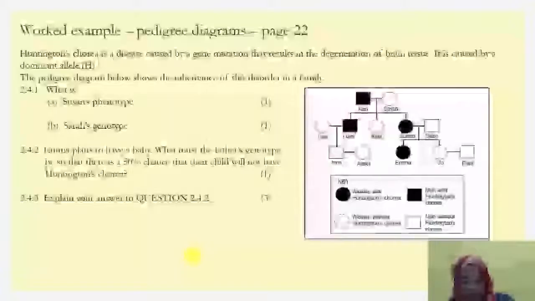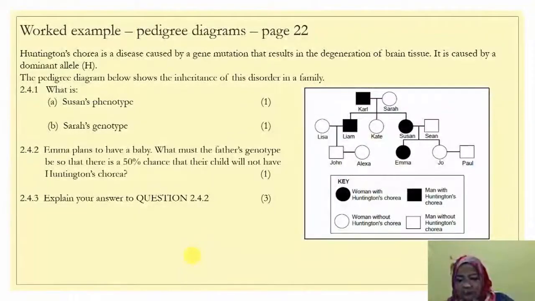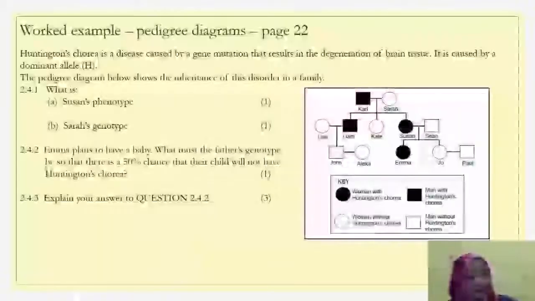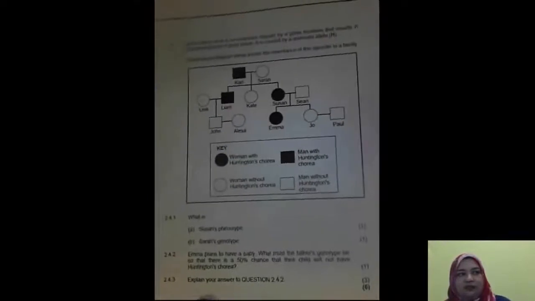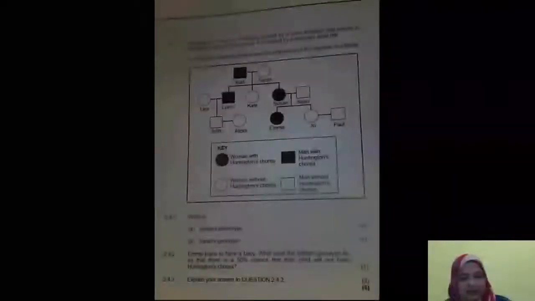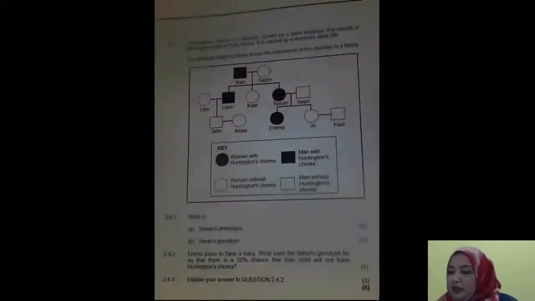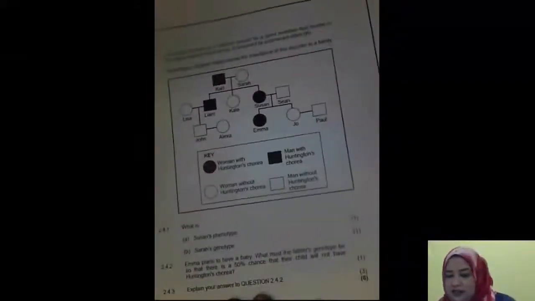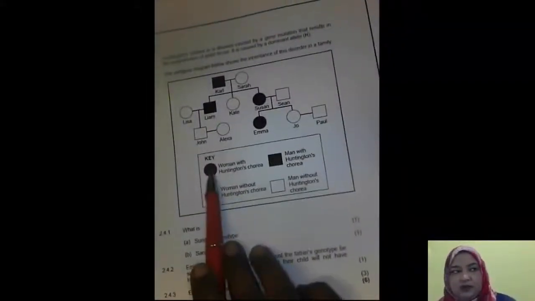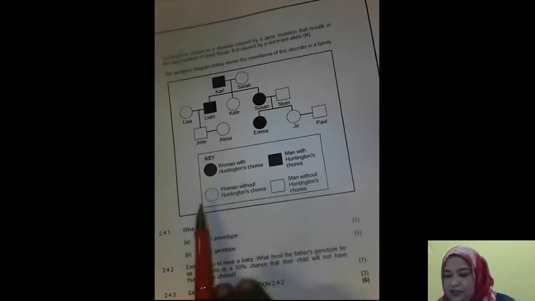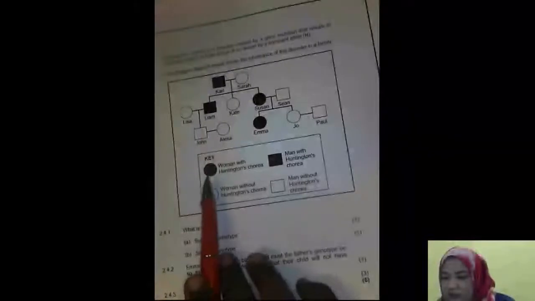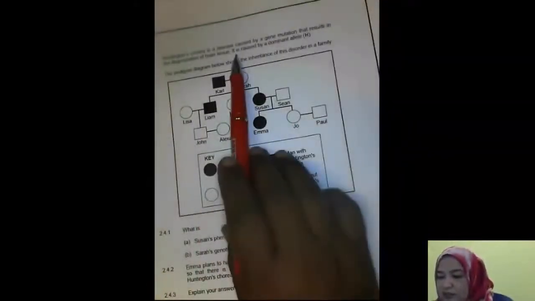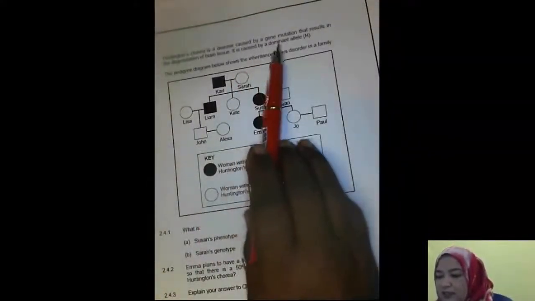When we do it, I normally will look at the diagram first. And when I look at my diagram, this is what I do. I've got my exam paper in front of me, and I'm looking at my diagram. I've looked at it: solid has the disease, white does not have the disease. So I know that it is caused by a dominant allele.